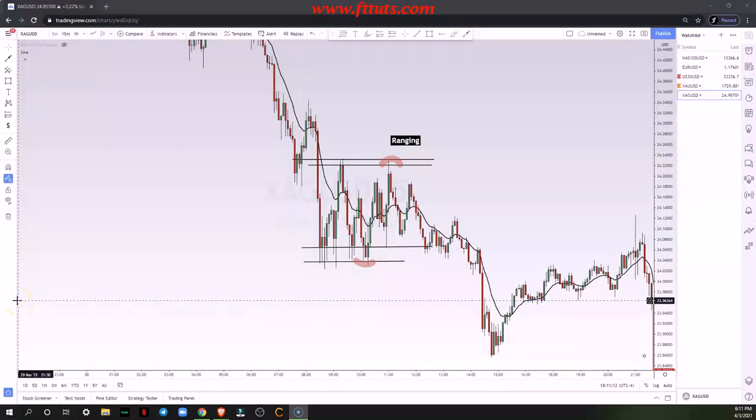All right, so how do we trade trending and ranging markets? I'm going to walk you through numerous setups so you can spot when you're in a range and when you're in a trend, okay?